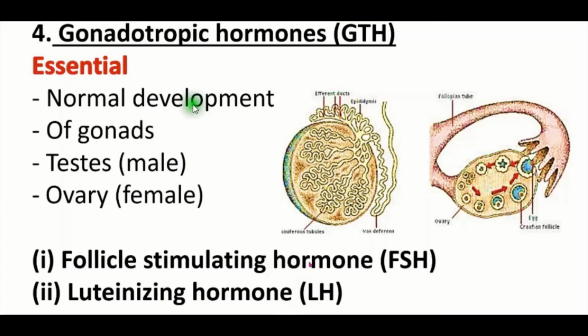Understand? So gonadotropic hormones are essential for the normal development of gonads, that is testis and ovary. Two gonadotropic hormones are present, follicle stimulating hormone and luteinizing hormone. FSH stimulates the testis for the formation of sperms, and in female it initiates the growth and development of the ovary. Luteinizing hormone secretes the male sex hormone testosterone in male. In female, it is responsible for the secretion of the female sex hormones, estrogen and progesterone.